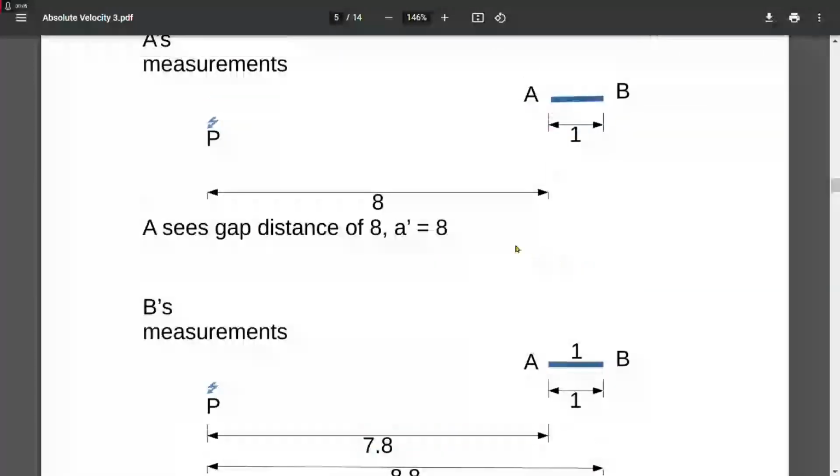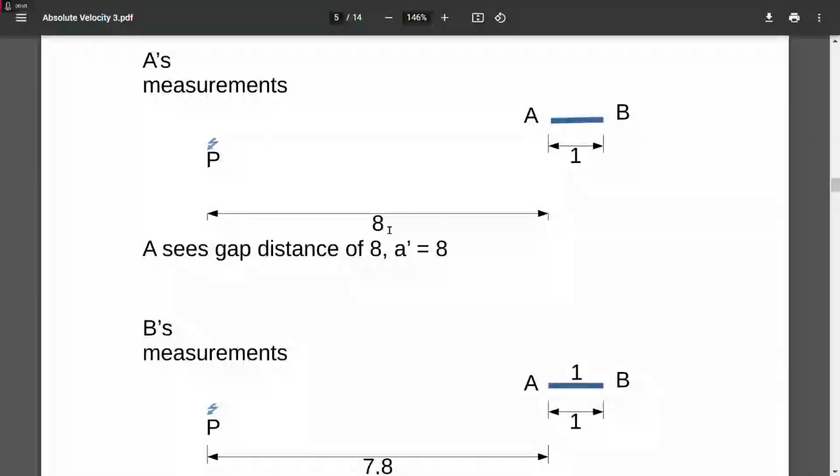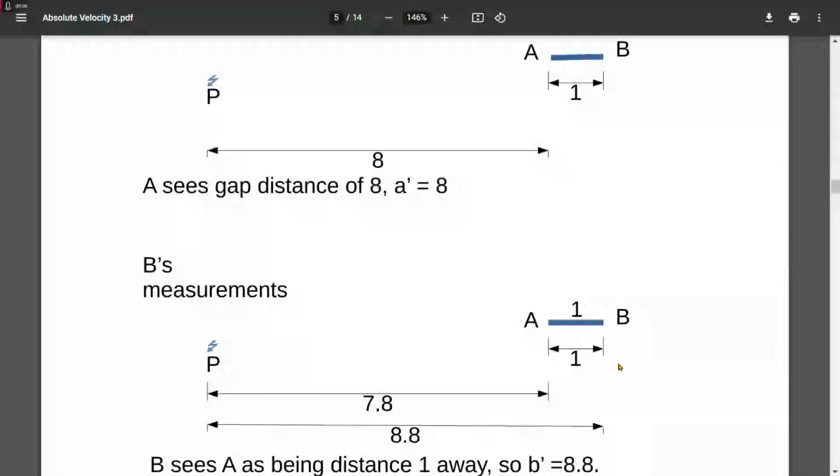Now notice how when A primed measured 8, B prime measured 8.8. Now, the distance between A and B is 1. So therefore, B measures the gap distance of 7.8. So that'd be B primed gap, or B's interpretation of A's distance to P. So B thinks A is closer to P than A thinks A's distance is. So B thinks this is 7.8, A thinks this is 8.